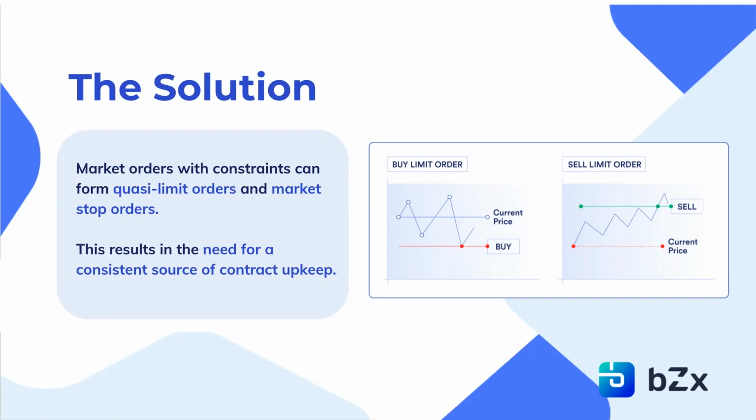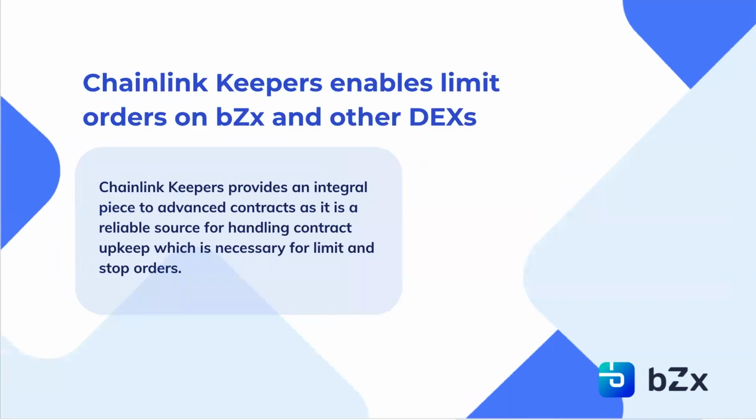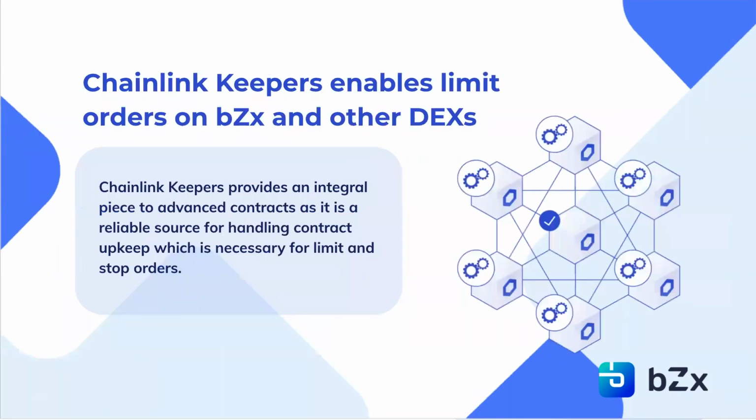Now, implementing this requires a consistent source of contract upkeep. So this is where we used Chainlink Keepers. Chainlink Keepers provides the integral piece to any advanced contracts, but especially for bZx in our use cases, because we need a consistent upkeep of the order book, and obviously for liquidations, as Roman mentioned. So it's going to be integrated fairly deeply into our protocol in many different avenues. These checks occur every block. Executions will happen every few blocks. This will allow for a reliable source to ensure orders are executed in a timely manner, and that the order book state stays up to date.